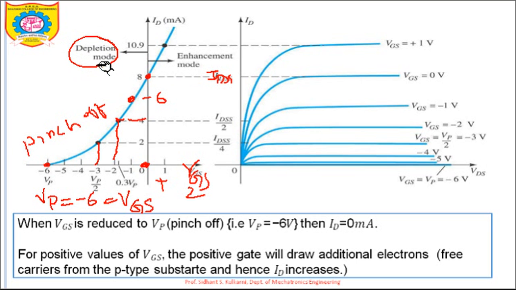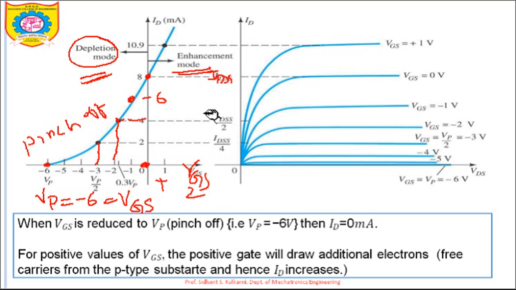One more point I want to mention here. Remember, a depletion MOSFET can be operated in depletion mode as well as enhancement mode, but an enhancement type of MOSFET can only be operated in the enhancement mode. I'll repeat, a depletion type of MOSFET can be operated in depletion mode as well as enhancement mode, but an enhancement type of MOSFET can be operated in only enhancement mode. Now if we further increase VGS, ID is increasing. Remember, when the depletion type of MOSFET is operated in the depletion mode, the gate to source voltage is negative. When it is operated in the enhancement mode, the gate to source voltage is positive.